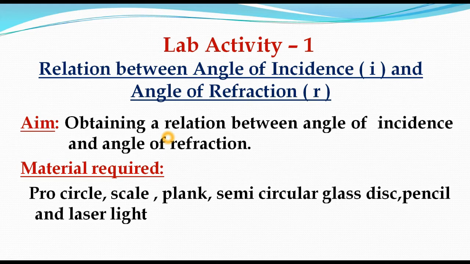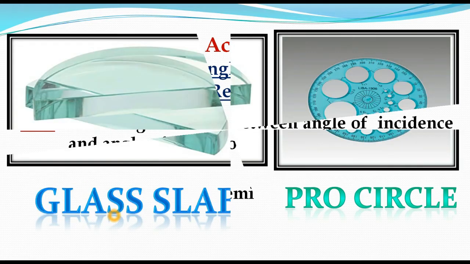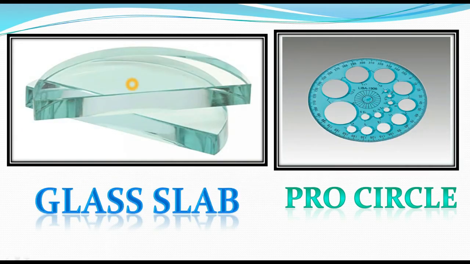To conduct this activity, we require some material. Material required: we need a protractor, scale, plank, semicircular glass disc, pencil, and laser light. These are the semicircular glass slabs. This is called a semicircular glass slab. This circular disc is divided into 360 equal parts, and each part is called a degree. This is called a protractor.